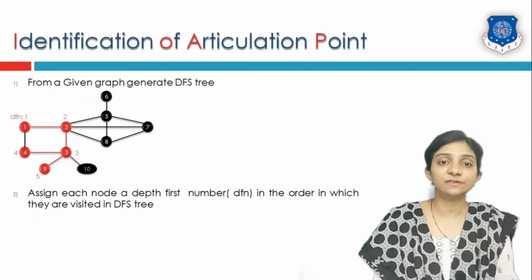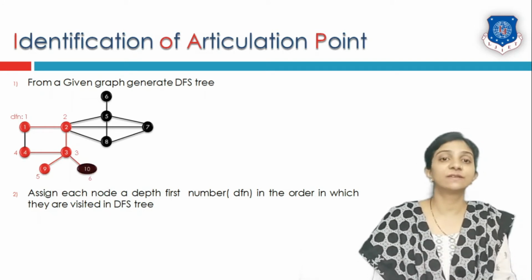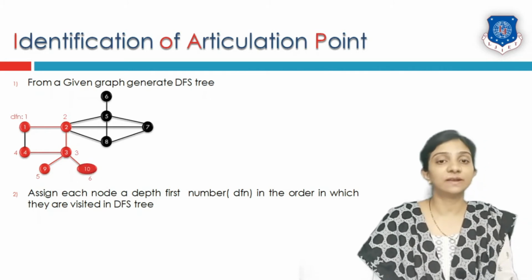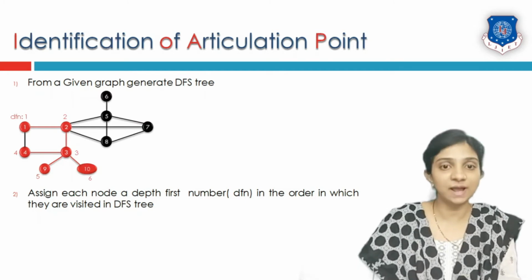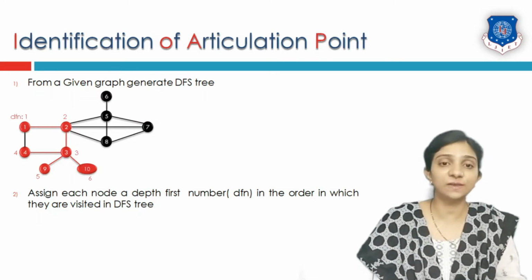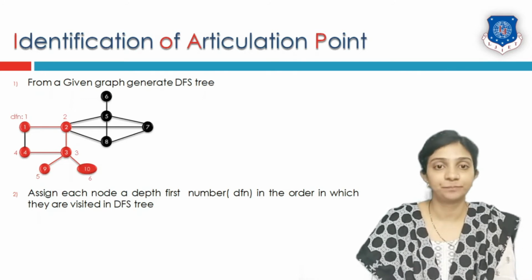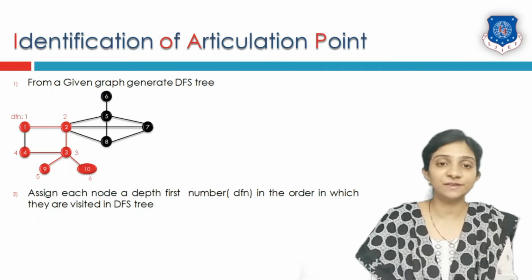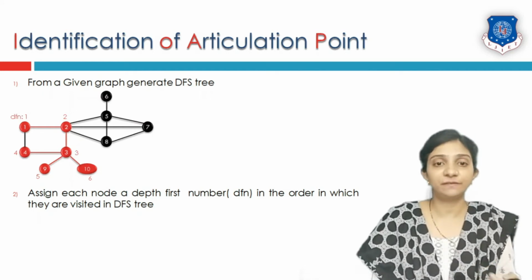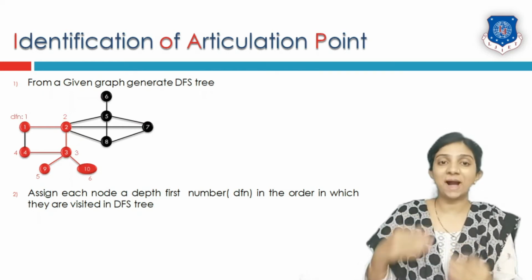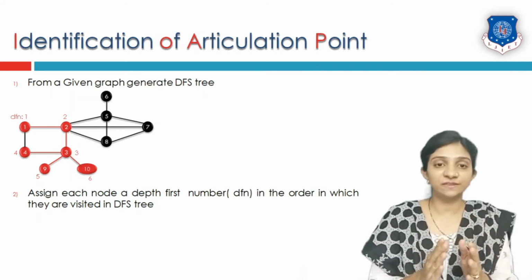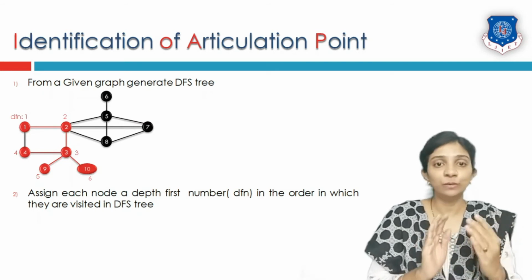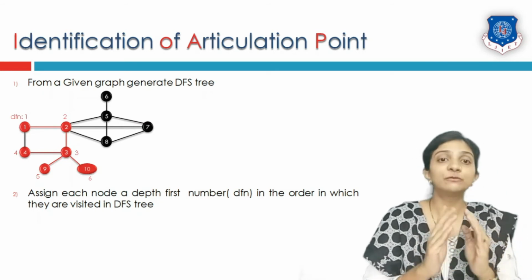Are there any adjacent vertices of vertex number 3 which are unvisited? Yes, vertex number 10 is left unvisited. So we will visit it and give it the depth first number 6, because this is the sixth vertex that I am visiting. Again, are there any vertices adjacent to vertex number 10 which are left unvisited? No. So we will go back one step to vertex number 3. Are there any adjacents of vertex number 3 left unvisited? No. So we will go one step back, that is vertex number 2.